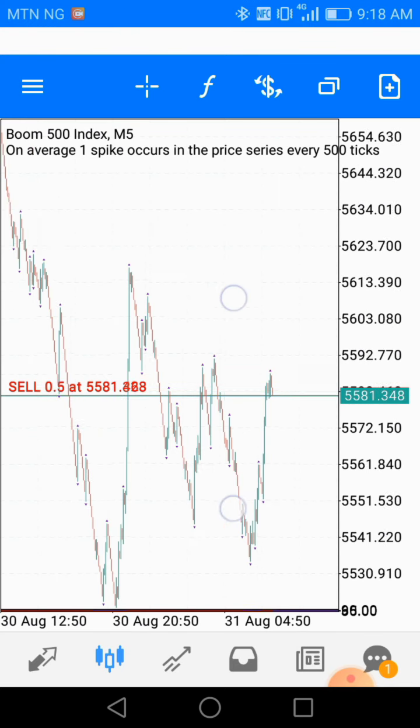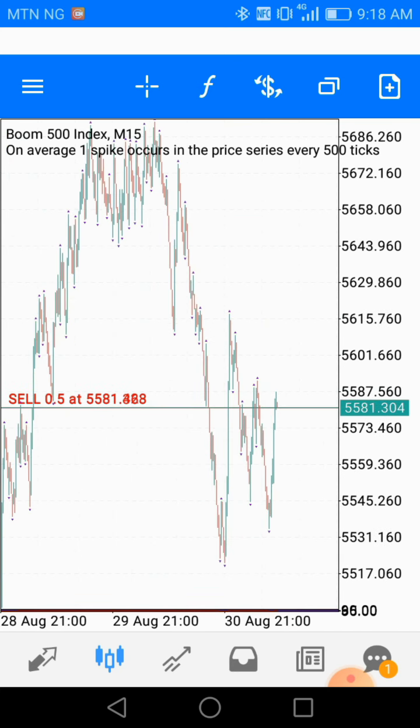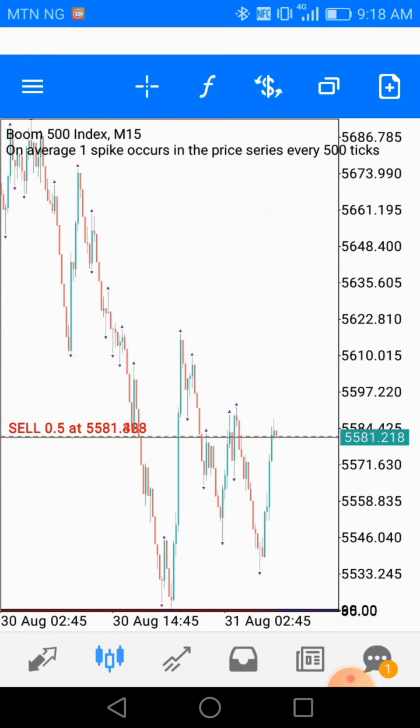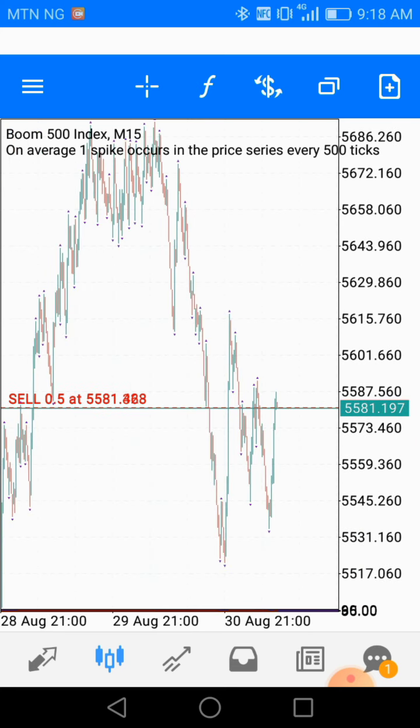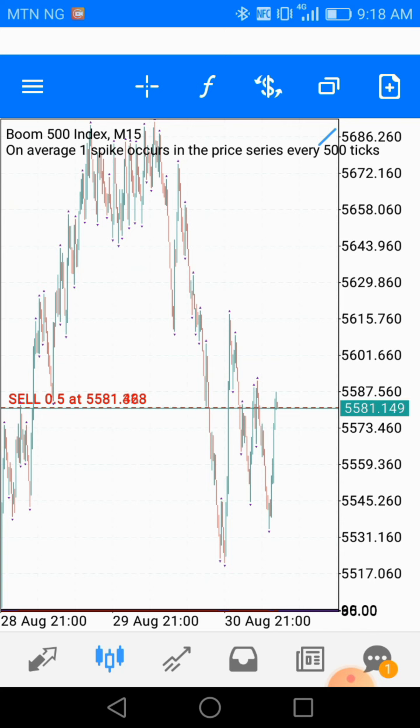Okay, now I was actually on it already, but I had issues recording, and that's why I decided to change my recorder. But let me quickly draw the trend line, and I'll show you from our 15 minutes time frame. We are drawing a trend line.